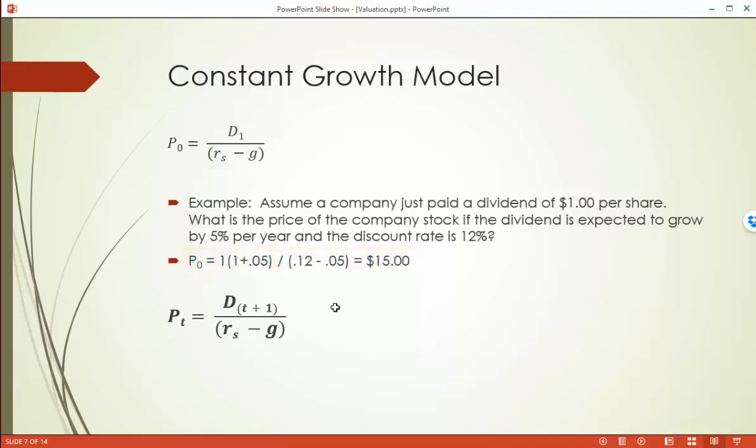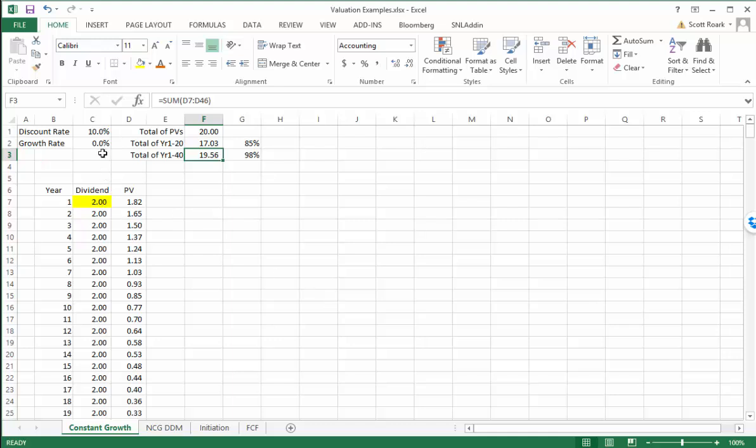And let's just go back to Excel and put that stuff in. I'm going to put the discount rate of 12%, a growth rate of 5, and the dividend of 1. And I want you to notice real quick that we solved for it a minute ago when we got $15. Now if I add up all of those present values, it's showing us $14.29. But it's because I put in the wrong number here for my first dividend.